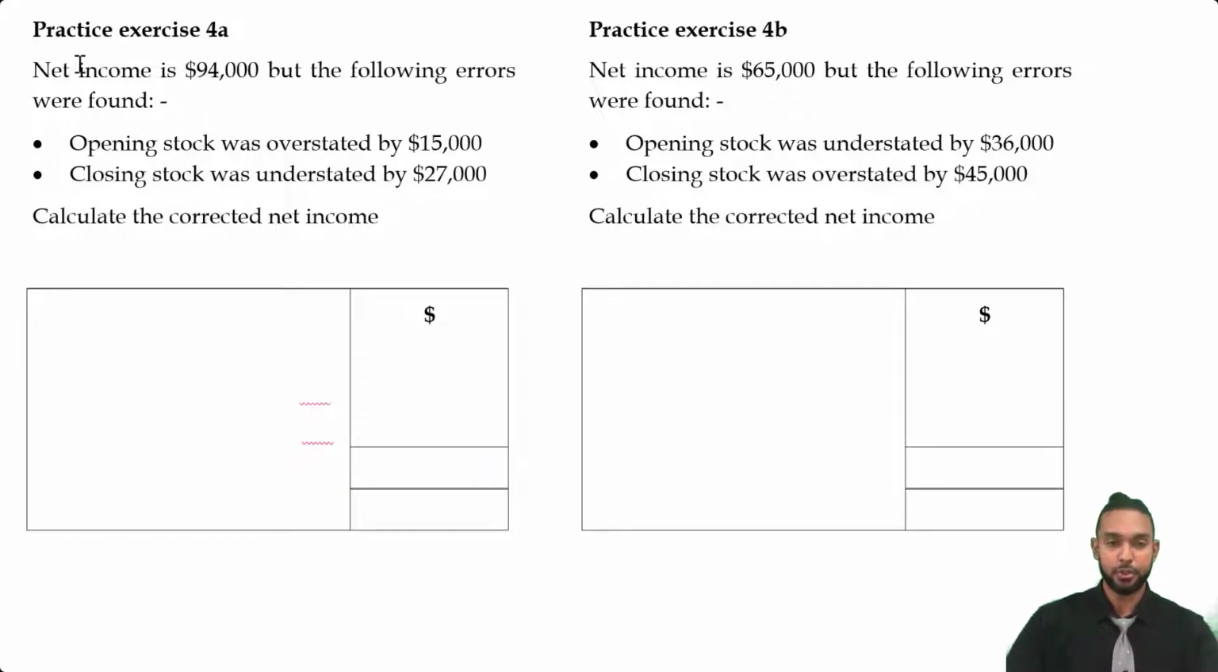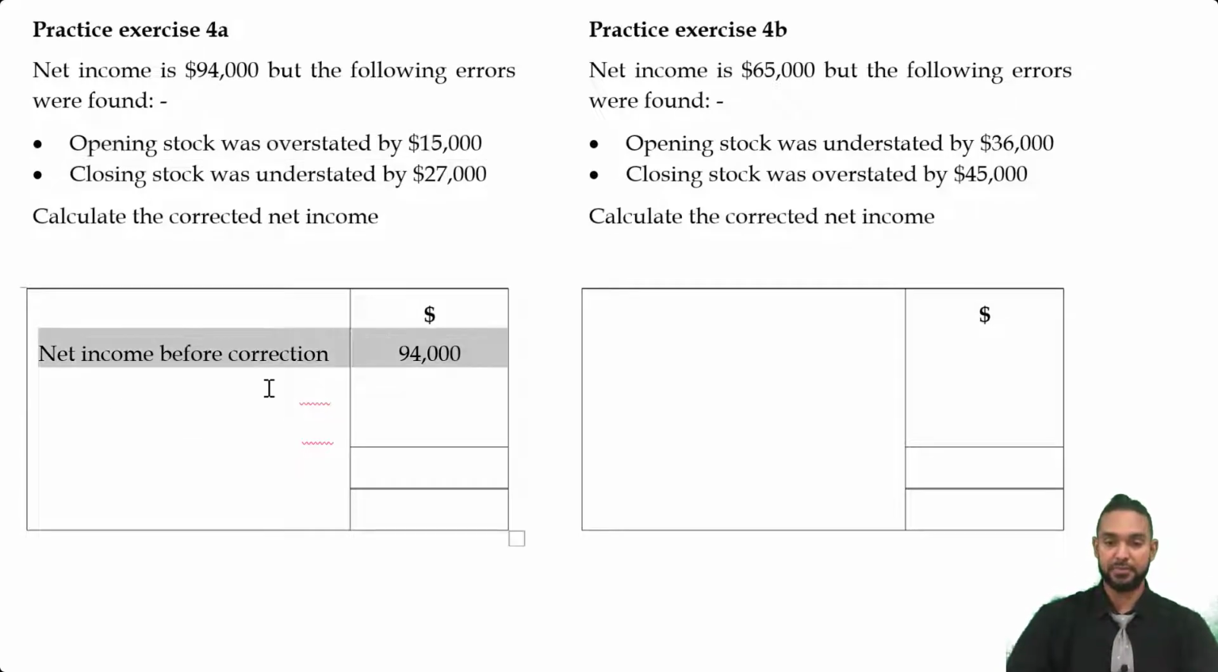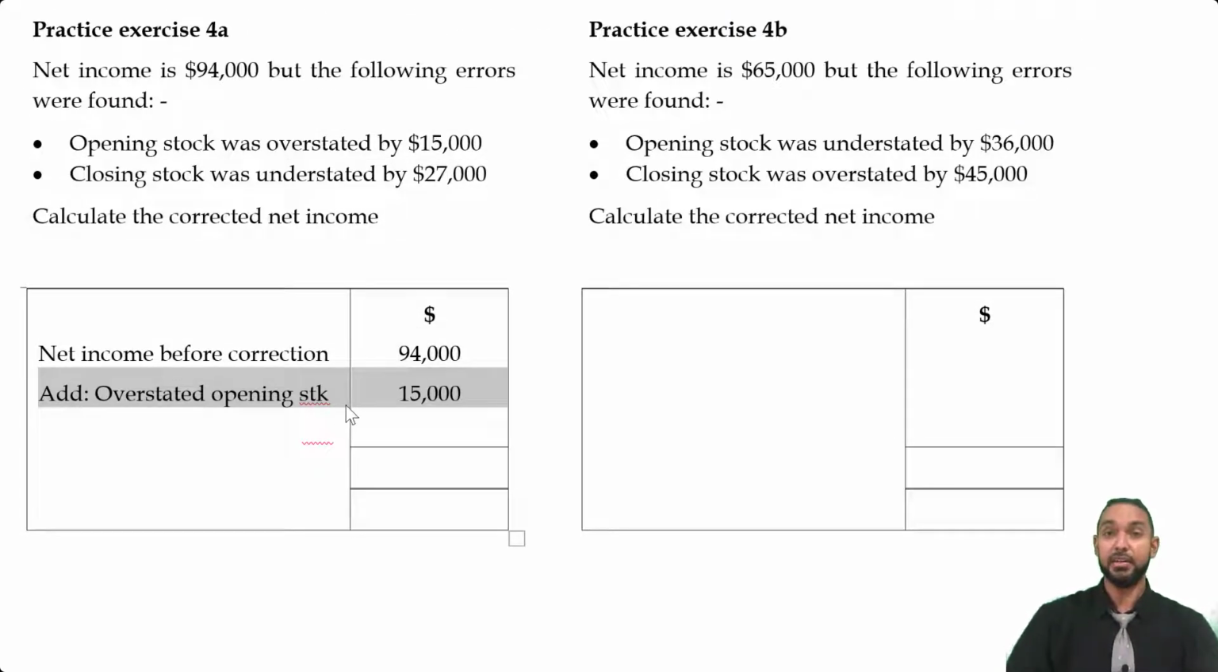Let's take a look. So, in exercise 4A, net income is 94,000, but the following errors were found. Opening stock was overstated by 15. Closing stock was understated by 27. Calculate the corrected net income. So we are going to put in our incorrect net income of 94,000. Opening stock behaves like an expense. Overstated means it was too high. If it was too high, to fix it, we have to decrease it or bring it down. When you decrease an expense item, profit goes up. So we are going to have to add the overstated opening stock figure in the process of correcting net income.